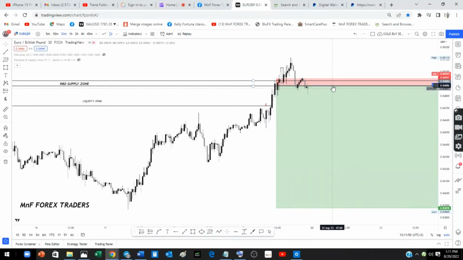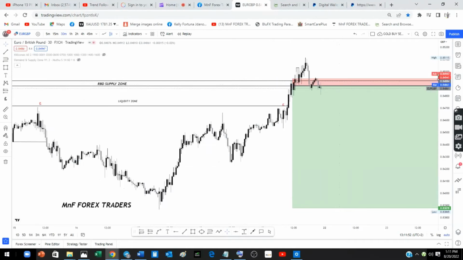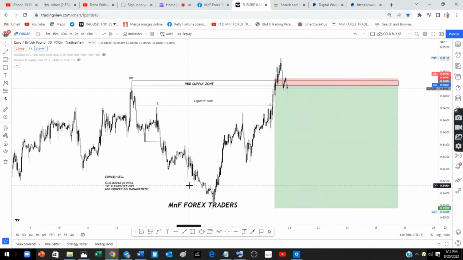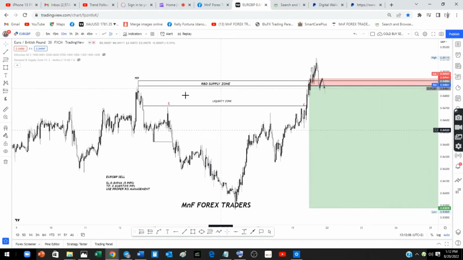The stop loss was about 5 pips. You can see right here, it was roughly only about 5 pips. And this trade turned out to be a loss, right?